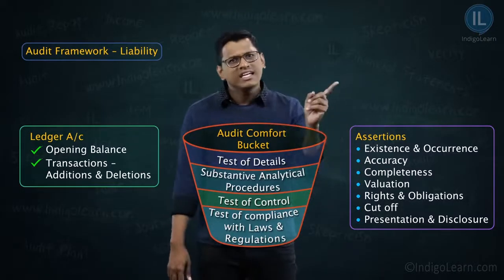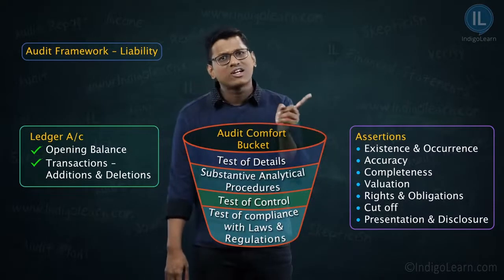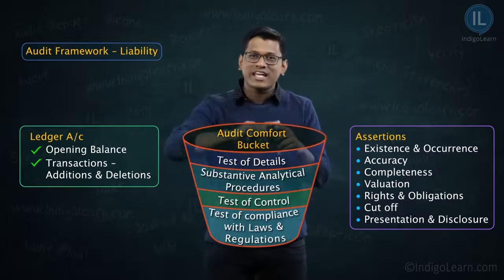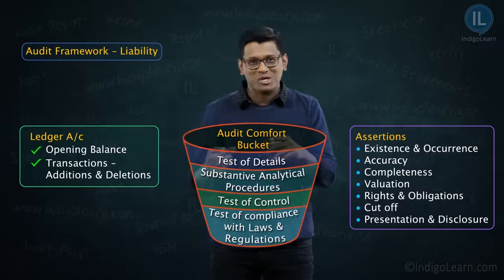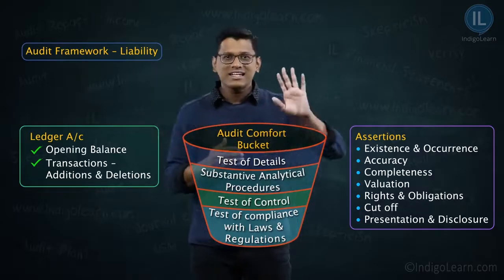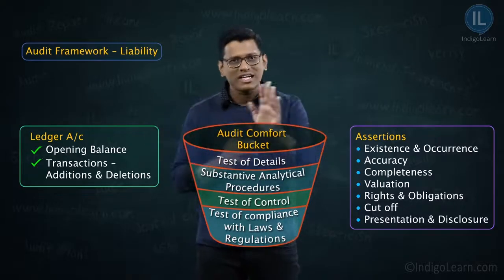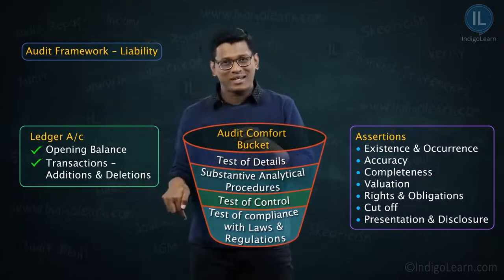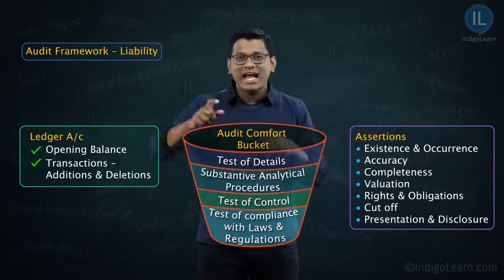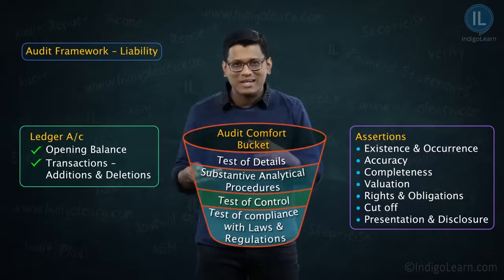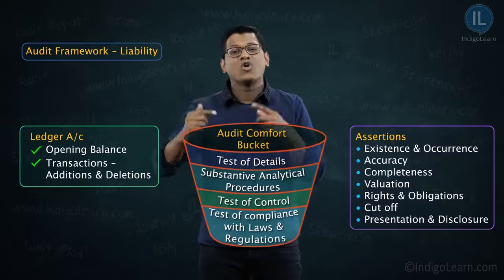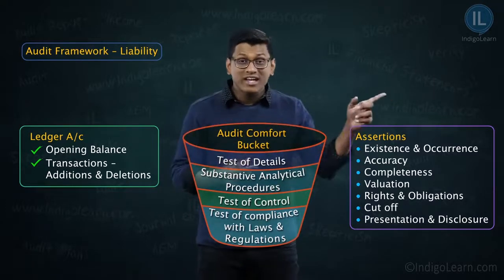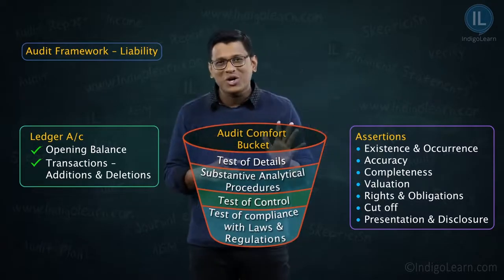Again, existence. Is that loan really our loan? So is that loan really existing? For that we may go and obtain something called a balance confirmation from the banker, that yes, really this is our loan. If that loan was taken during the current year, then you will even check the loan documents as to what the loan is, how much the amount is, what the terms of the loan are, etc. You check whether it occurred during the current period or not.